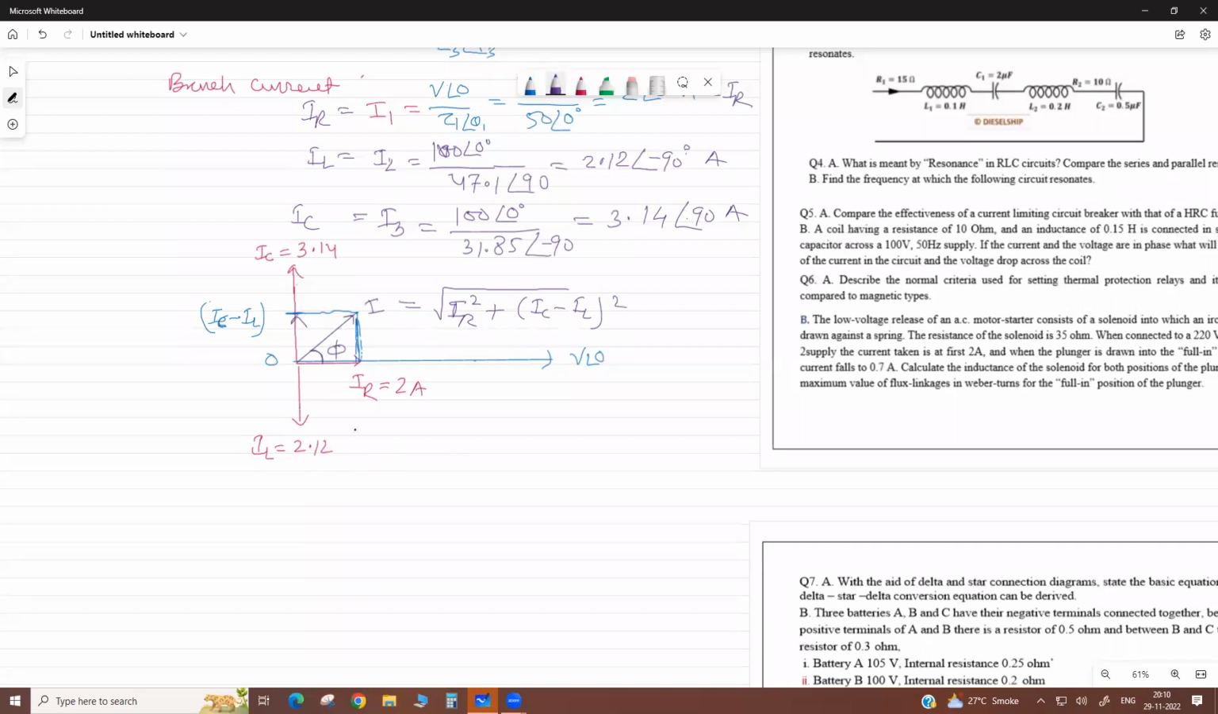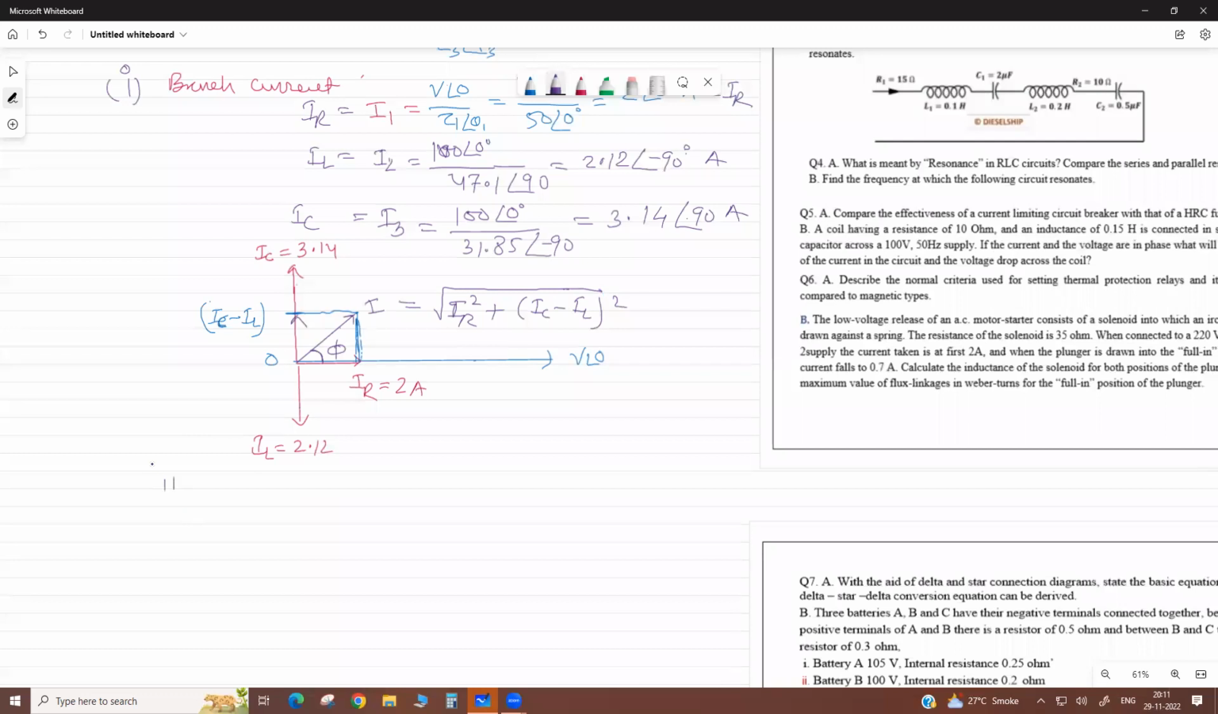Total current, total voltage. So the resultant current is leading, the power factor is leading. If they ask for the power factor also, this is one method to calculate this total current. You put these values in. Or there is another method.